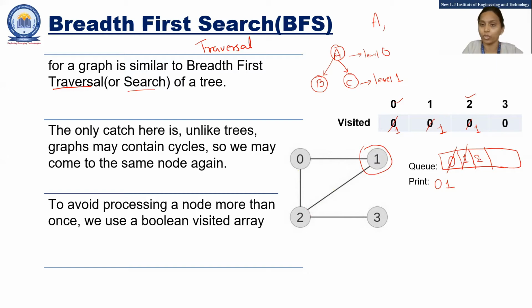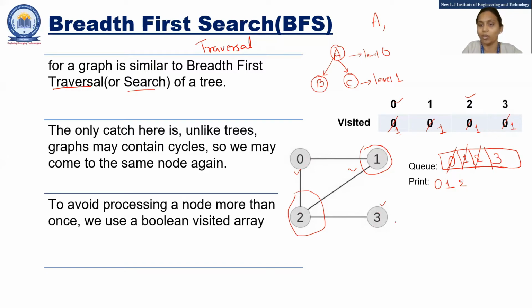Now check for 2. Does 2 have any neighbor node or not? 2 has connections with 0, 1 and 3. 0 needs to be added? No, because 0 is already visited. 1 needs to be added? No, 1 is already visited. 3 needs to be added? Yes, because it is not visited. So 3 is now added and its visited flag is also set.